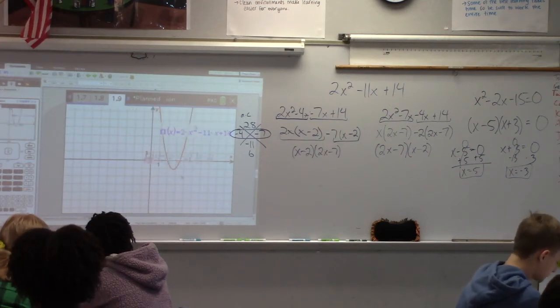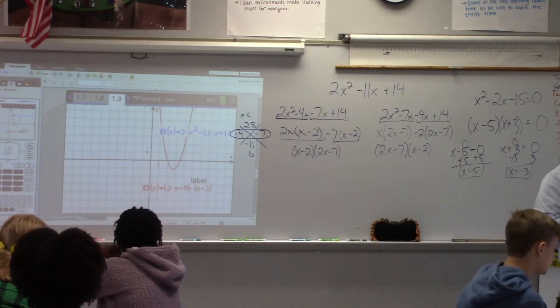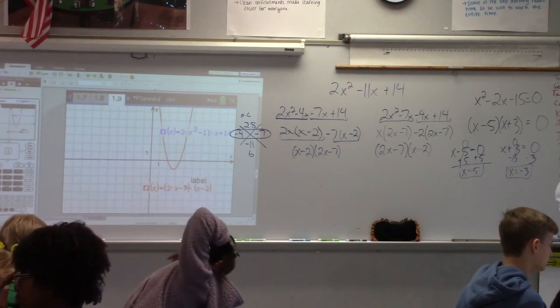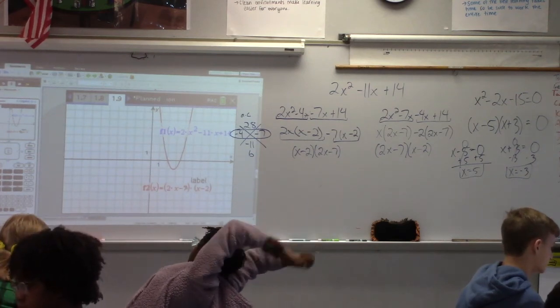So, did we factor correctly? Yep. What's that mathematical term for what happened to those two functions? They are equivalent functions and they map to each other. You're right, they're equivalent functions because we know they map to each other.